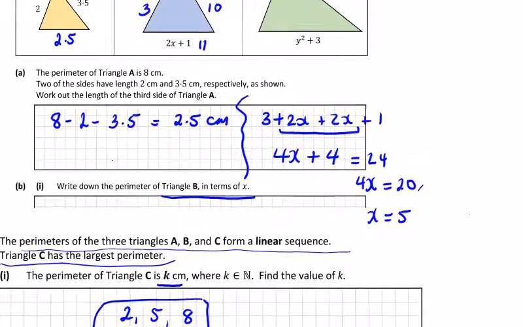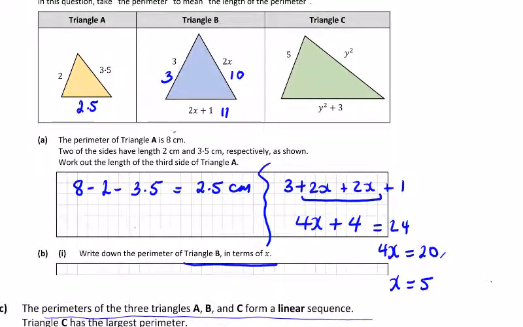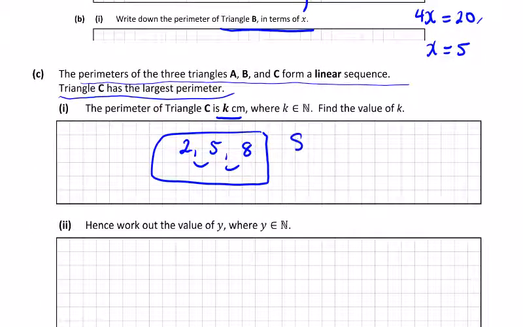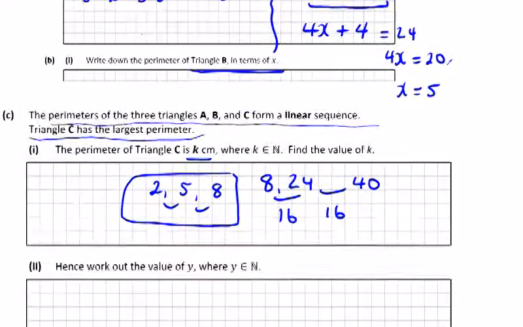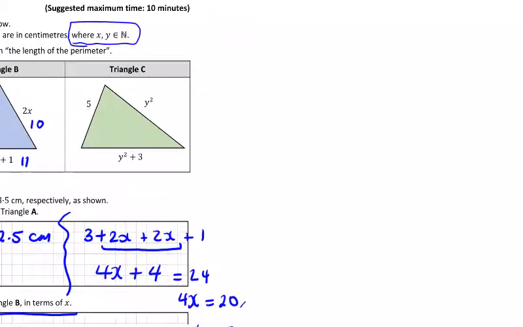So a question that will challenge the best of them. So we have an 8, a 24 for B. So the difference between these two numbers is 16. So if we add 16 onto 24, we get 40. And then we go back to our triangle and we say the perimeter of C is y squared plus y squared plus 3 plus 5. And all of this is equal to 40.